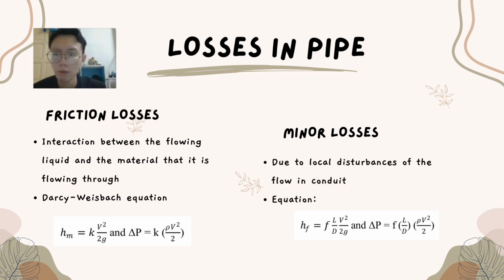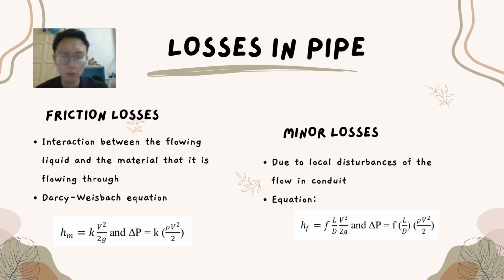The most common formula used in calculating friction losses is the Darcy-Weisbach equation, which is H equal to F times L over D times V squared over 2G, or P equal to F times L over D times rho V squared over 2. Minor losses refer to the decrease in energy or pressure caused by a localized disruption within a conduit, such as variation in cross-sectional area, protruding gasket, bends, valves, and comparable components found in an automatic water sprinkler system.